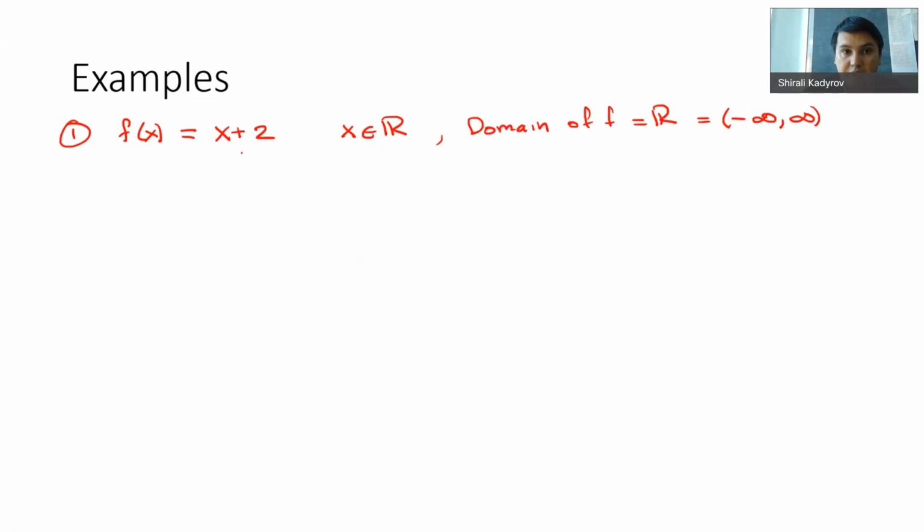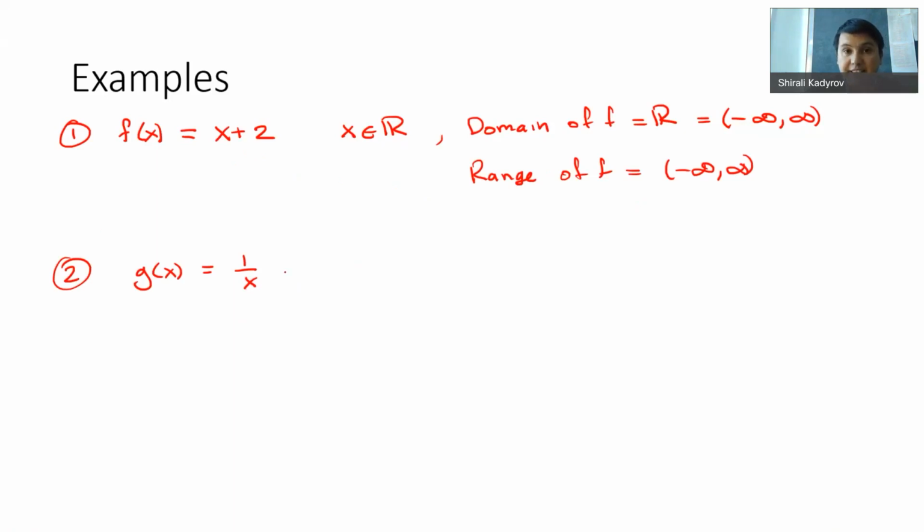How about the range? What are the possible values? If your x runs from minus infinity to infinity, what happens to x plus 2? Well, it will also run from minus infinity to infinity. So it means the range of f is also minus infinity to infinity. Okay, so let's do a slightly different example. Let's do g of x, a function where we get 1 over x.